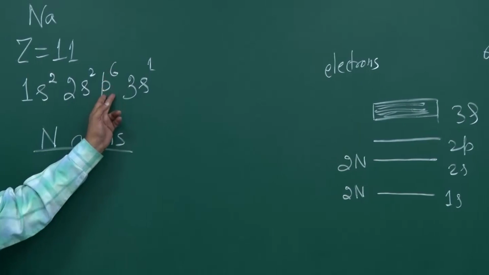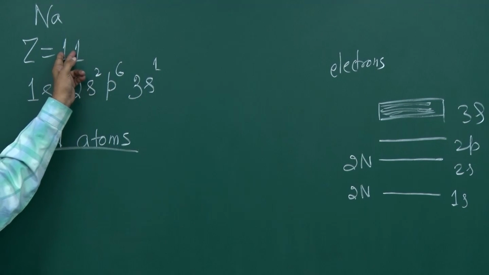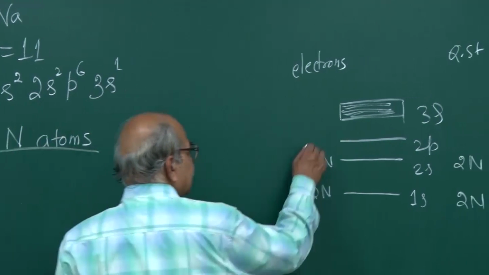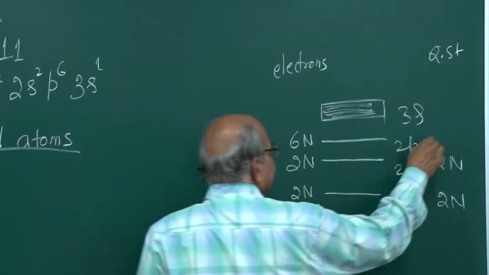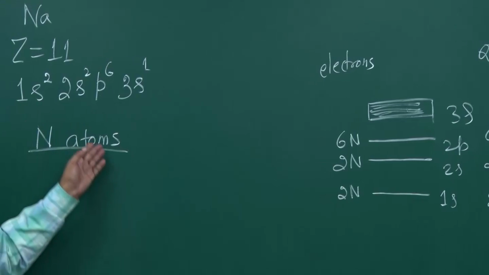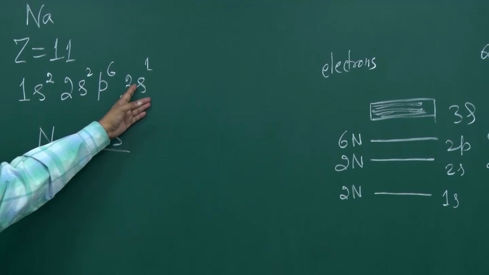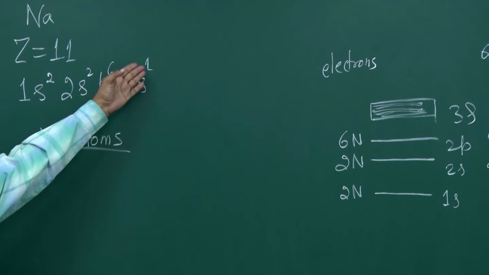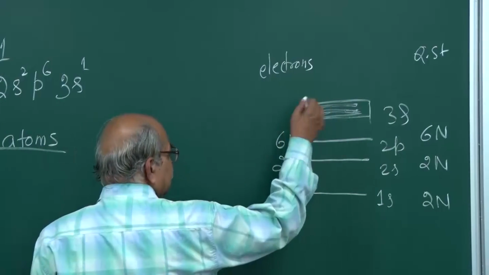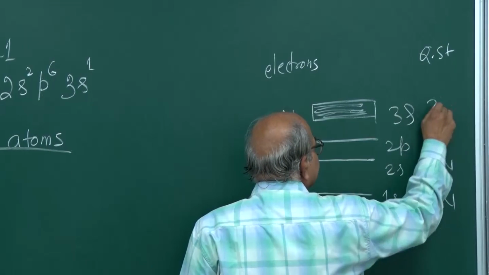2p is completely filled. For each atom you have 11 electrons and 6 of them will go in this 2p. So, 6n electrons and 6n quantum states, and then you have this 3s. For each atom you have 2 quantum states in this 3s, but only 1 electron is there. So, if you have n atoms, then n electrons are there and the number of quantum states is 2n.